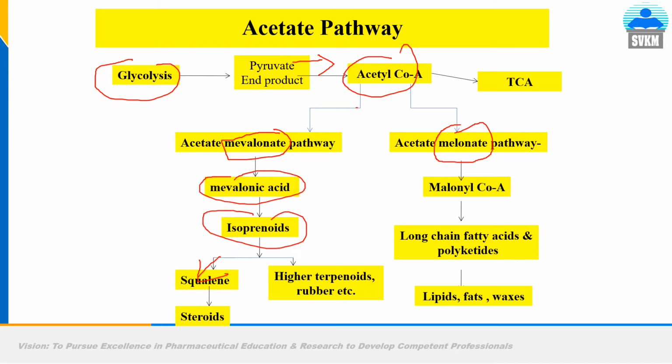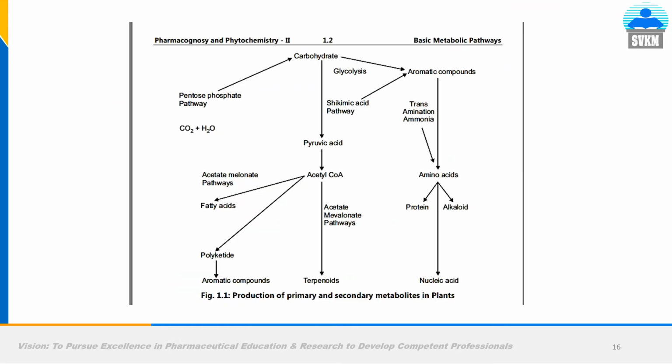Squalene is the first jumbo intermediate or the precursor for the formation of steroids and saponins and other types of structures resembling steroids and saponins, and it will also be utilized for the biosynthesis of higher terpenoids like rubber and carotenoids and others. On the other hand, if we talk about acetate malonate pathway, it will give you malonyl CoA and it will become long chain fatty acids and lipids and fats and waxes. This is how this is utilized in the plant.